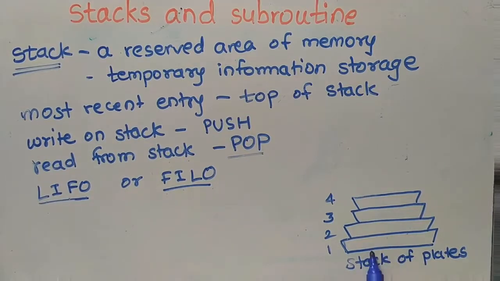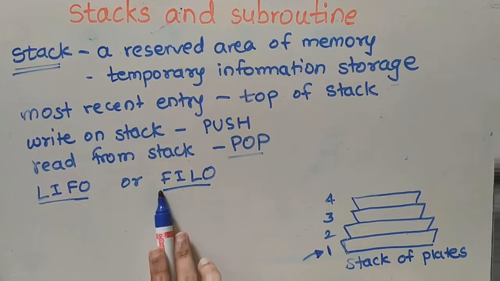In the same manner, the information is stored on the stack memory by the processor. If we want to remove the first plate, then first of all we have to remove the above plate, that means the fourth plate, then the third plate, then the second plate, and only then is it possible to take this first plate out. That means the first entry is our first plate, and that first plate is taken last. That's why it is first in last out.